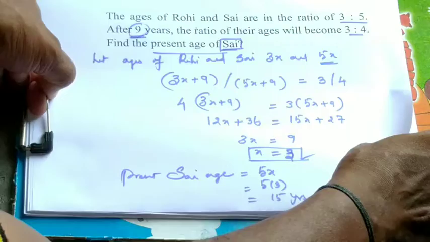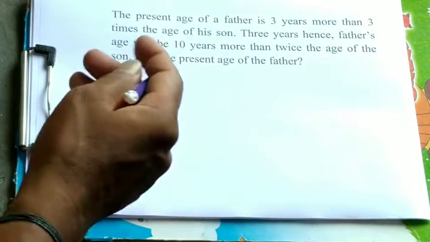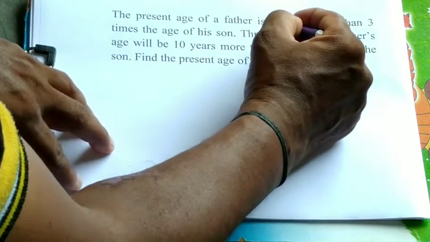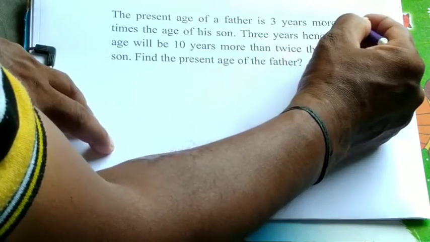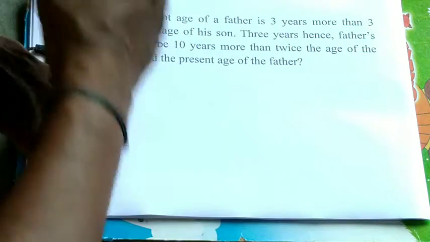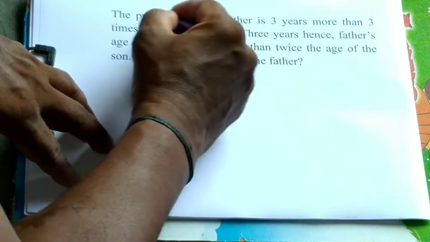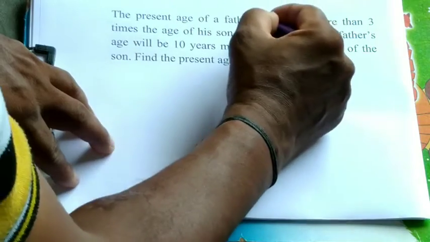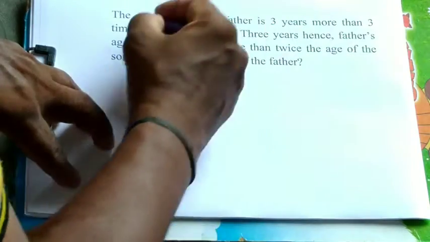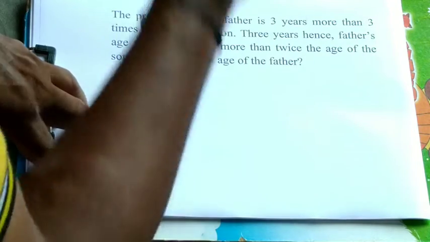Now the continuation of the age problems. Second: the present age of a father is 3 years more than 3 times the age of his son. Be careful here. The present age of the father is 3 years more than 3 times the age of his son.